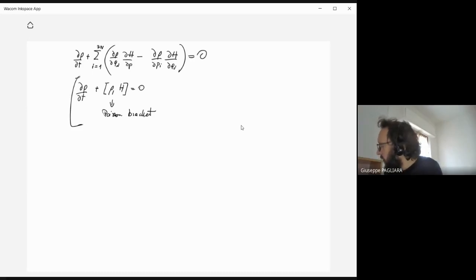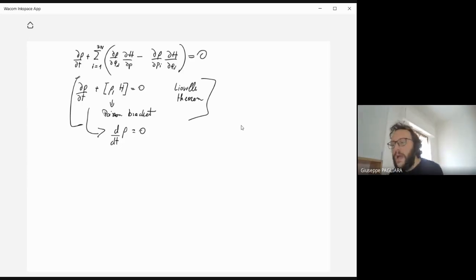This equation here is called the Liouville theorem. It might be that you have done it in analytical mechanics, but I'm not sure about that. It's basically a sort of continuity equation, which, by using the Hamilton equations, can be written as a sort of total derivative, because this is actually the total derivative with respect to time of rho. The total derivative in Hamiltonian mechanics is the sum of the partial derivative plus the Poisson bracket.